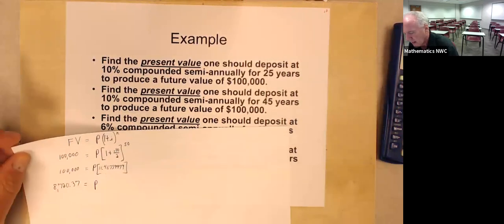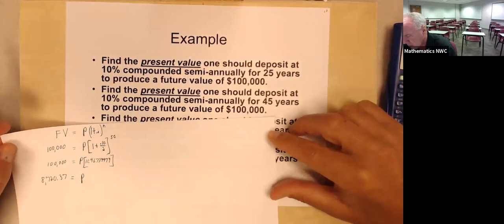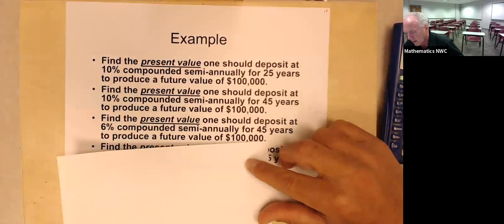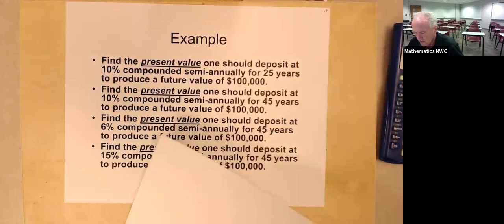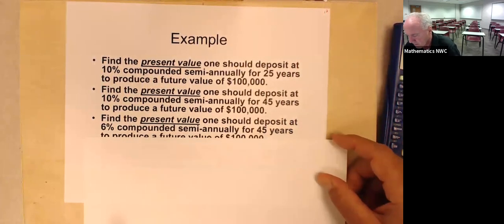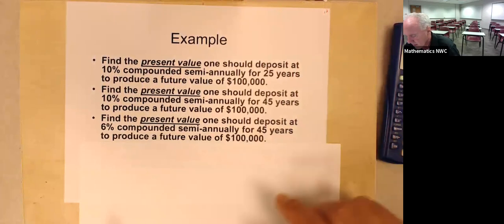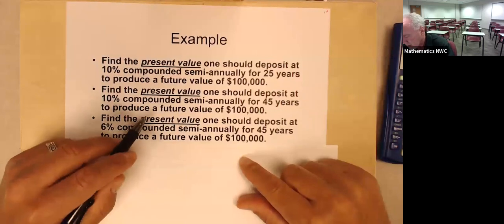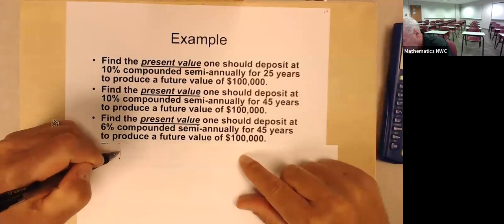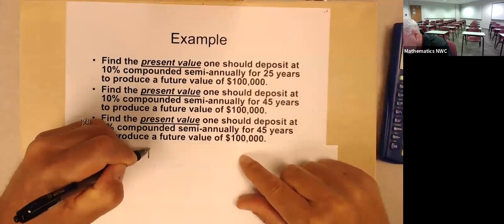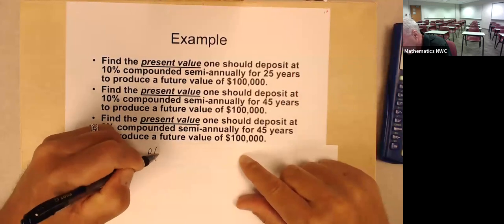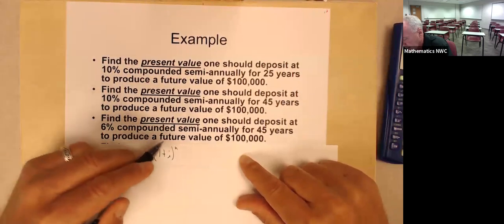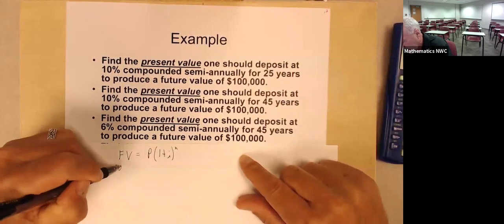I don't think I need to do this too much more, but maybe I should here. Let's do one of these. Let's do this third one right here. Again, I want a present value. It's not super hard. Future value equals my principal present value, 1 plus I to the nth. The future value happens to, again, be 100,000.